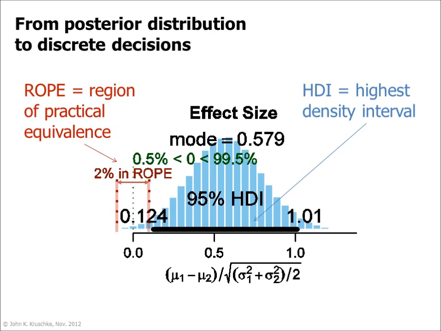For this example, notice that the 95% HDI falls completely outside the ROPE. Therefore, the 95% most credible values of the parameters are all not equivalent to 0 for practical purposes, and we decide that a difference of 0 is not credible given the data.